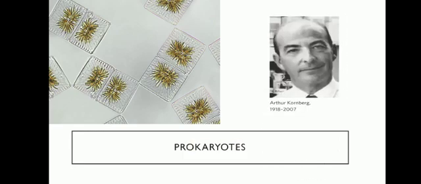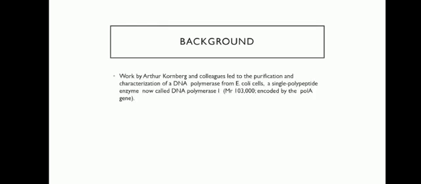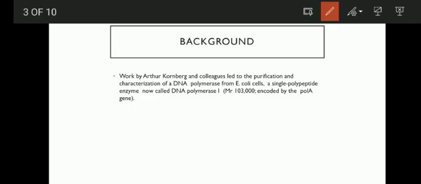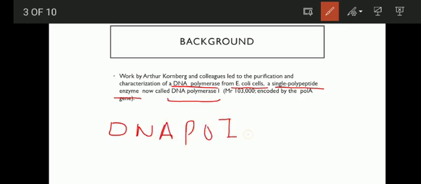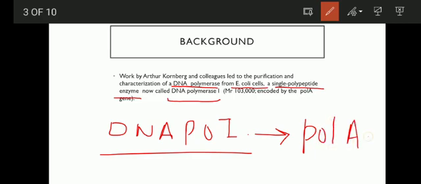So it was basically the author Kornberg who characterized and purified the DNA polymerase from the E. coli cells. And we know now that this DNA polymerase is actually a single polypeptide enzyme, and we call it DNA pol 1. This is encoded by the gene pol A.